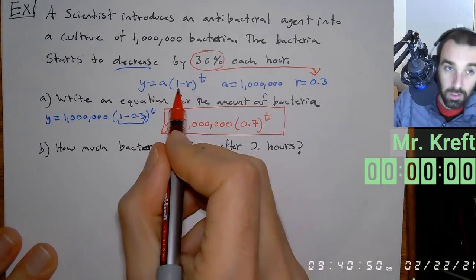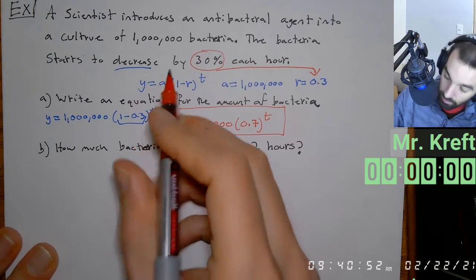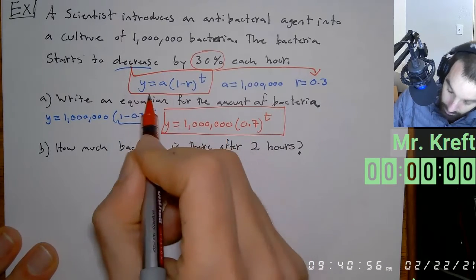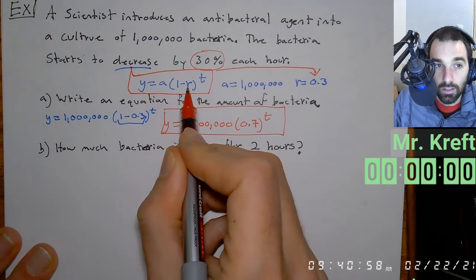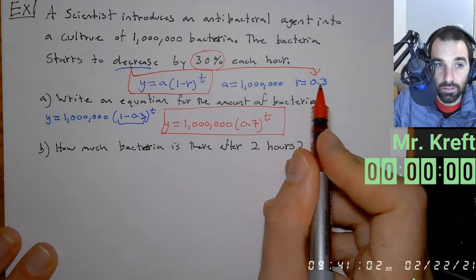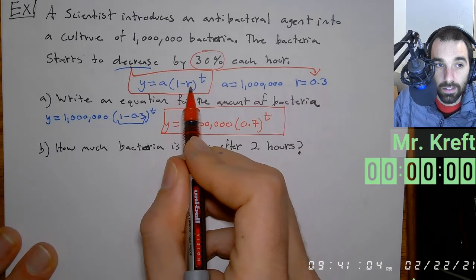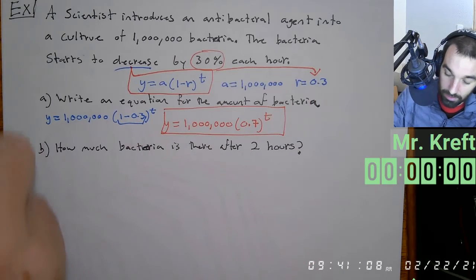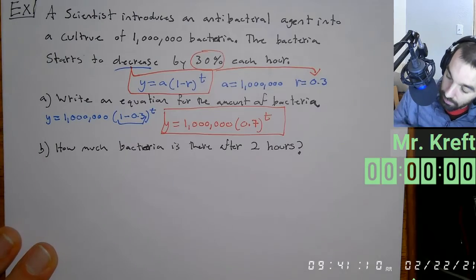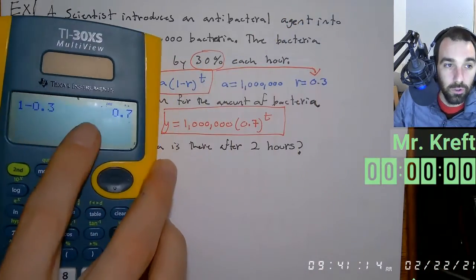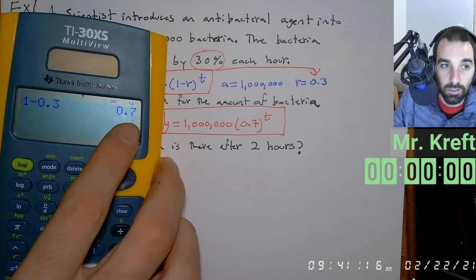So how I got the 0.7 is that 30% is 0.3 as a decimal. Now look at this equation. This is my equation for decay, right? So decrease means this: it's 1 minus r. So if r is 0.3, then I'm going to go 1 minus r, so I get 1 minus 0.3. On my calculator, I went 1 minus 0.3, and I got 0.7.